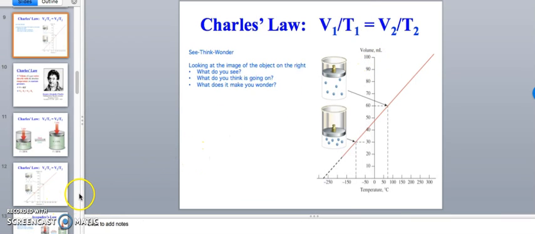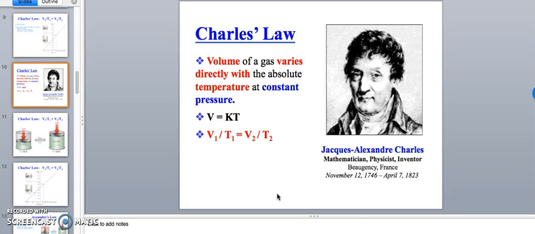Okay, so moving on. Moving on from Charles' law, just to show you a few slides here. So Charles' law states that the volume of a gas varies directly with the absolute temperature at constant pressure. Now, you do need to remember temperatures in Kelvin. I'll say it 1,000 times, I'll say it 1,000,000 times, yet there are mistakes in the exam. Temperatures in Kelvin.